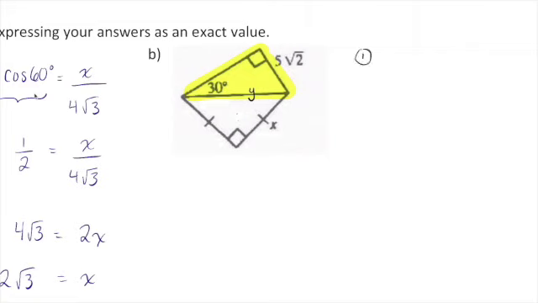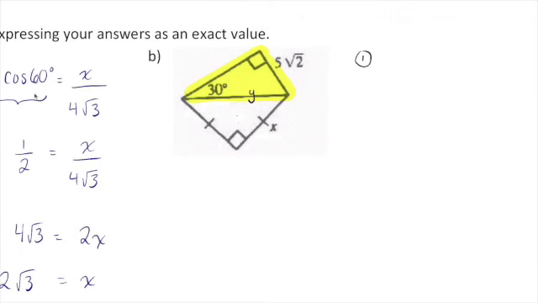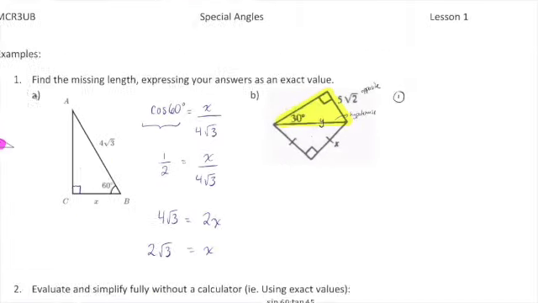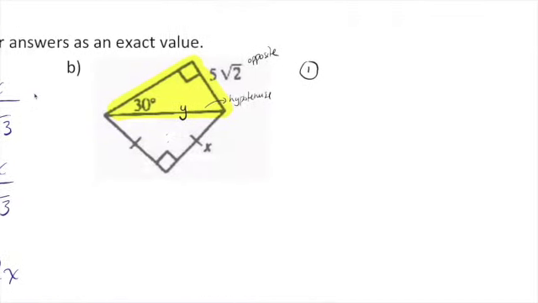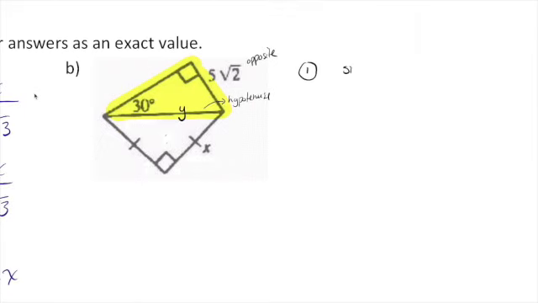Okay, so this has a 30 degrees in it. When I look at this 30 degrees, this is the opposite side to 30 degrees, and this is the hypotenuse to 30 degrees. So if I'm working with opposite and hypotenuse, I'm going to be setting up my sine ratio. So I'll say that sine of the 30 degrees is equal to the opposite side, which is 5 root 2, divided by the hypotenuse, which is y.